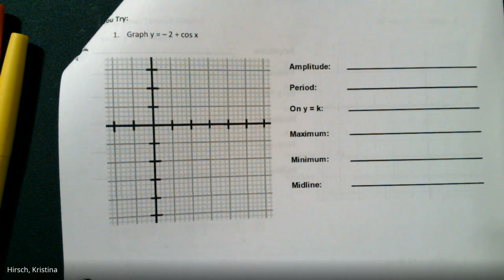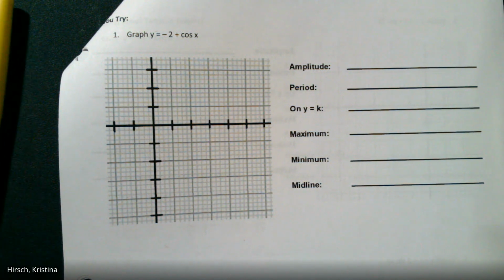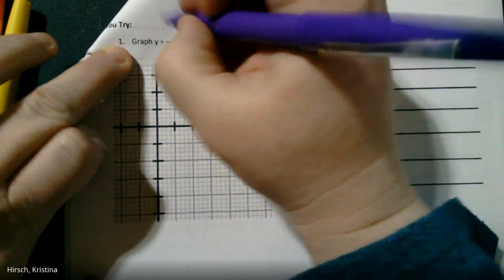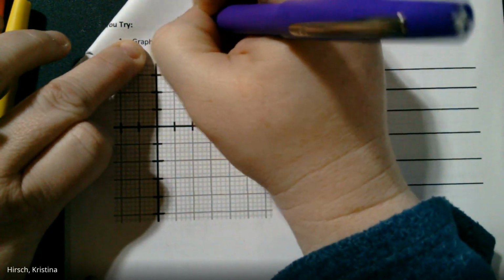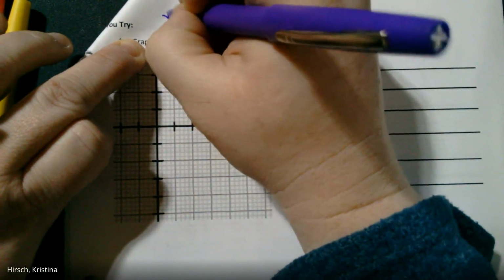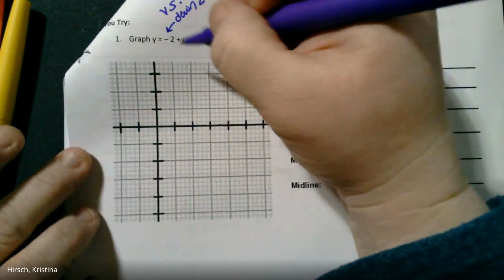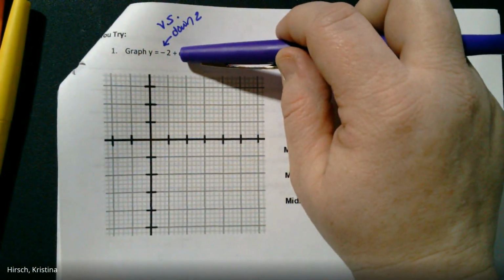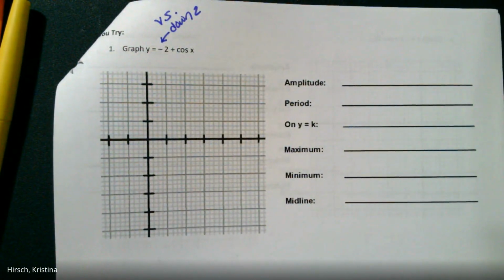All right, so hopefully you paused the video and actually tried these, but let's go ahead and go over them together as well. For this first one, we have a shift of down 2. That's a vertical shift. That's not a reflection, because it's not directly in front of the cosine. It's not what's being multiplied to the cosine.